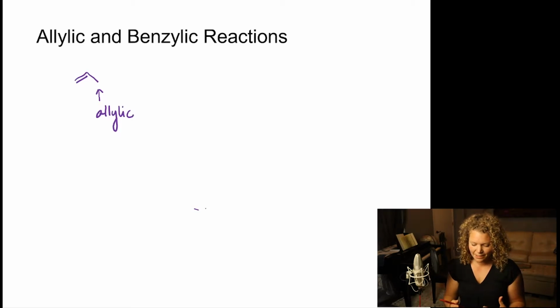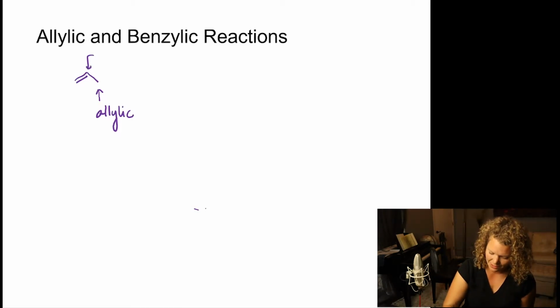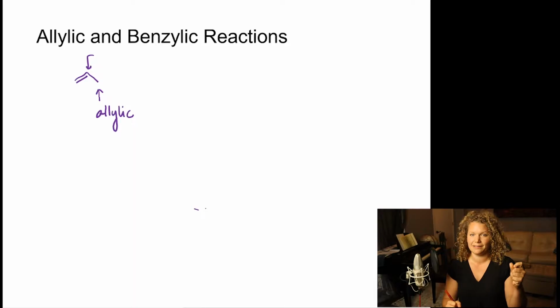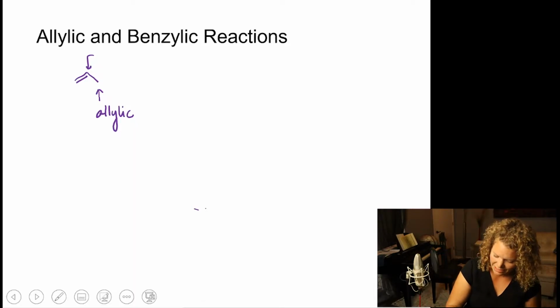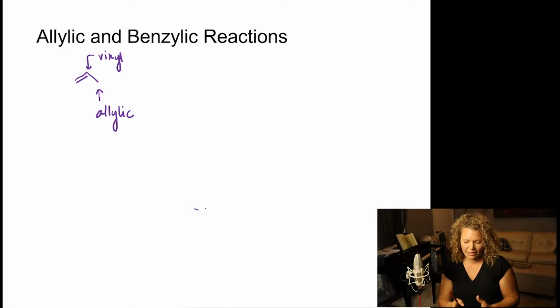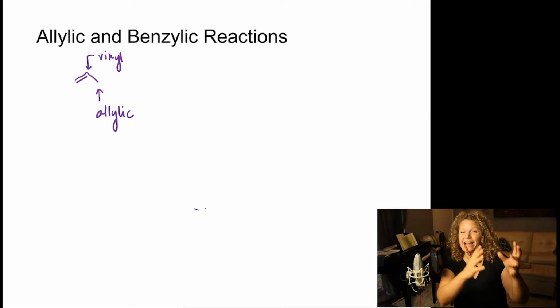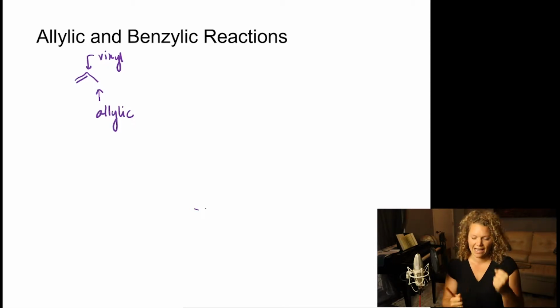This often gets confused sometimes when we look at the position that's right on the double bond. This carbon here, we would describe this position as a vinyl position. So you are going to hear me refer to the position that's right next to that double bond as allylic.